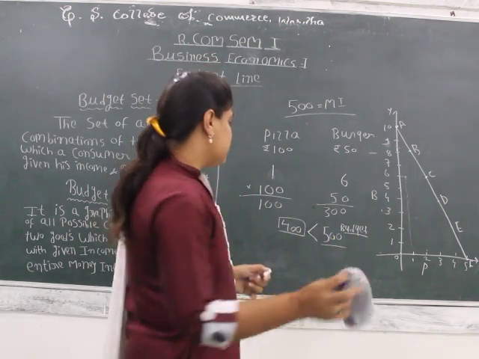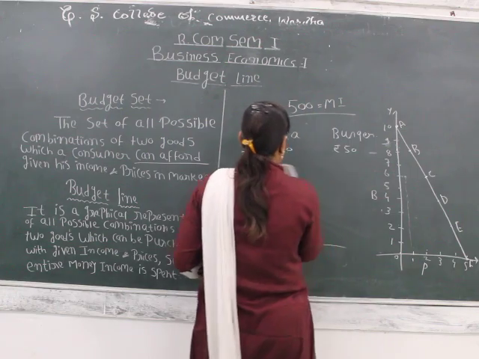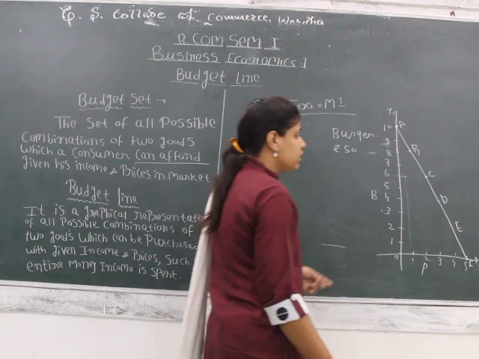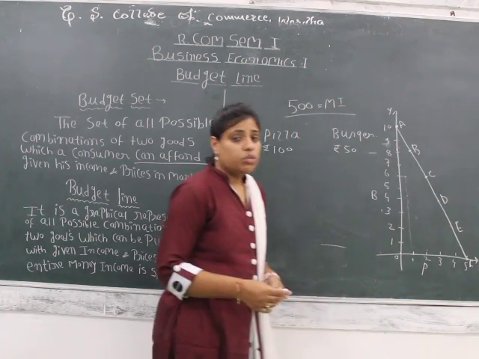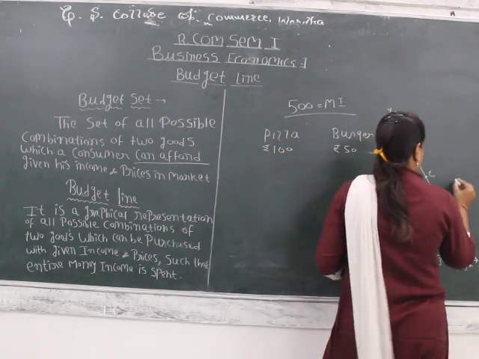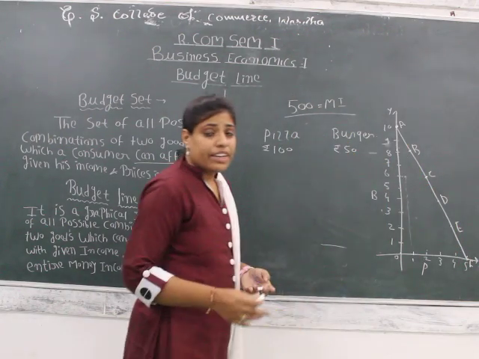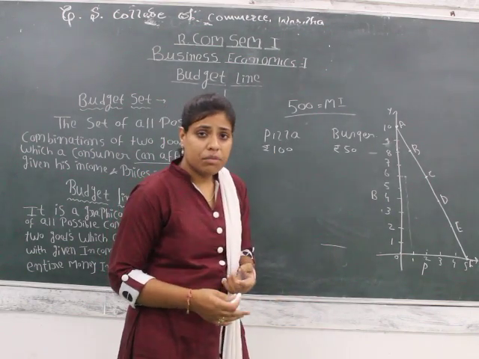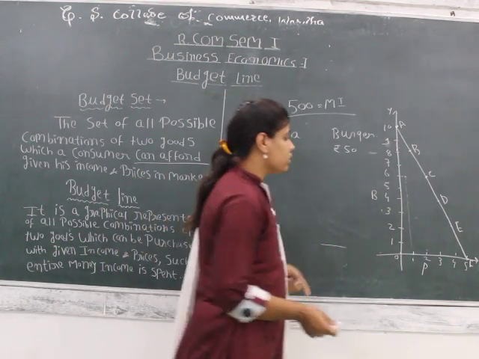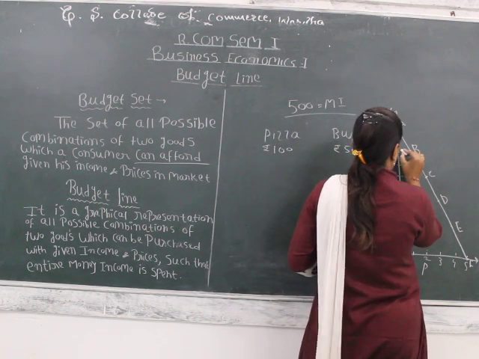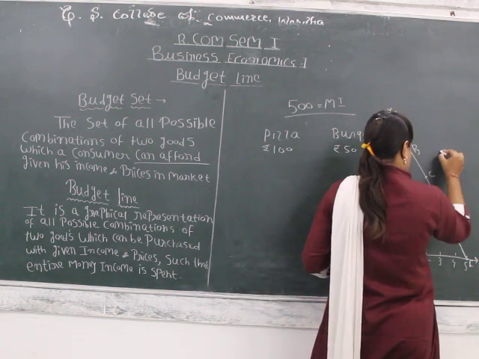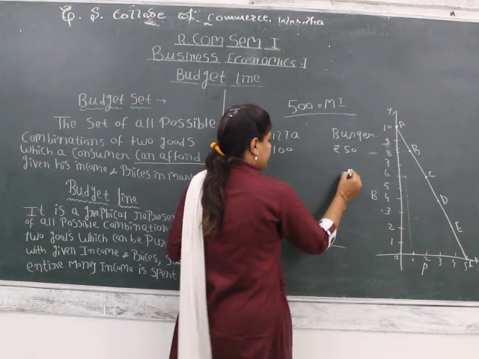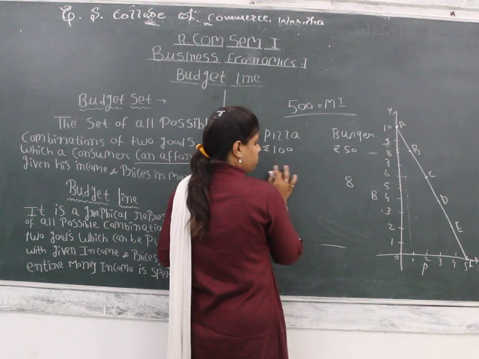Now take another situation. If the consumer wants to buy any combination which lies above the budget line, he cannot buy it because he doesn't have that budgeted amount. His money income is less than that combination. For example, if the consumer wants to buy 8 burgers and 5 pizzas.